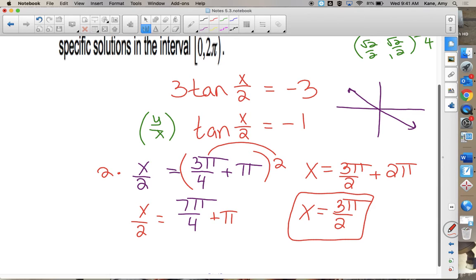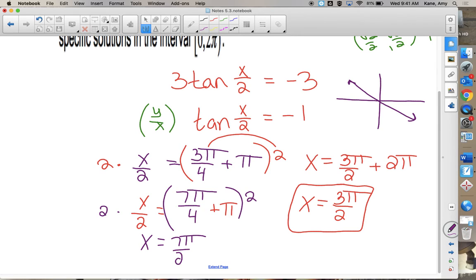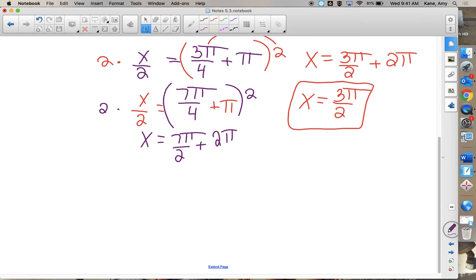So let's talk about the other one underneath. Carrie, what happens when you multiply this one by 2? You get 7 pi over 2 plus 2 pi. What's wrong with 7 pi over 2? It's already bigger than 2 pi. That one's too big. So how many answers do you have? One. Only 1.